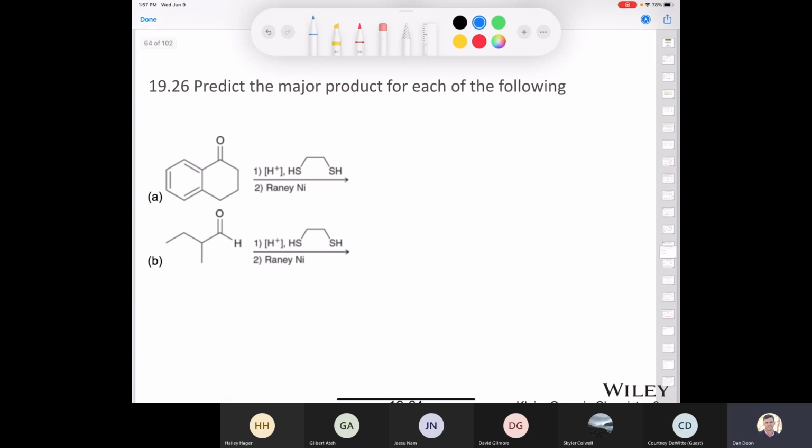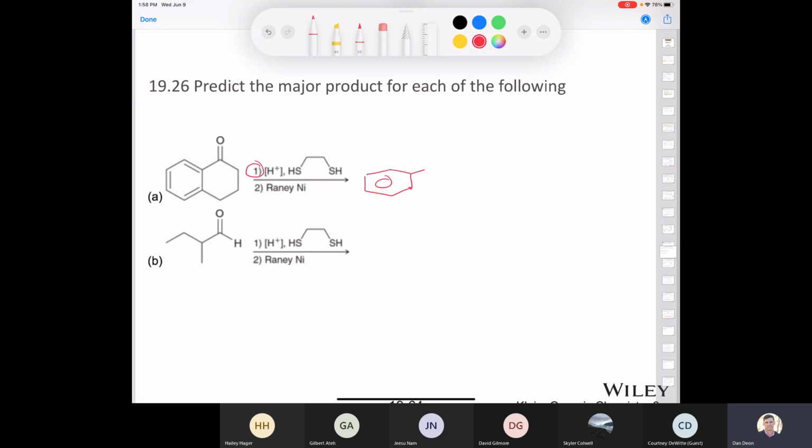It just says predict the major product for each of the following reactions. I'm going to do one better. I want to write down the intermediates. If we take this ketone and treat it with a catalytic amount of acid and 1,2-ethanedithiol, that's the name of that compound, we would end up with a cyclic thioacetal.